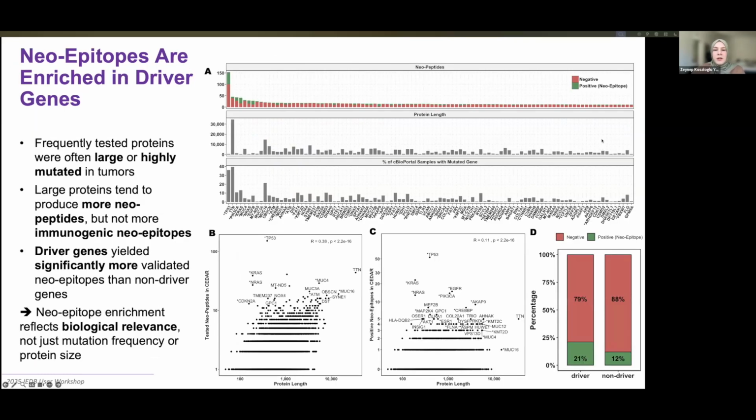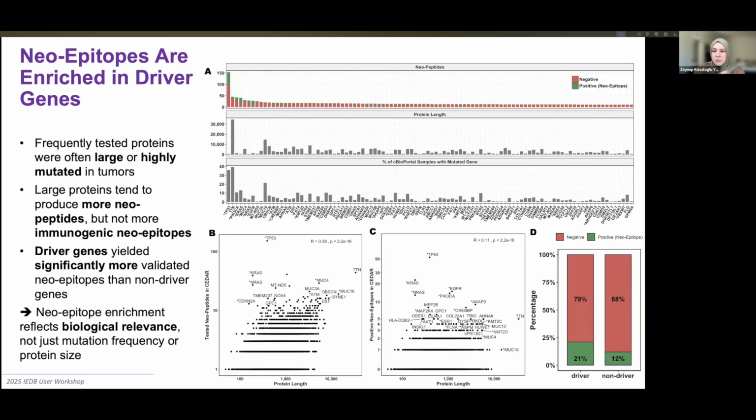So we began by looking at the top 100 proteins with the most tested neopeptides in CEDAR. Here, each column represents one of these top 100 proteins. On the top, we have the number of neopeptides and neoepitopes in red and green. In the middle, we have each protein's length. And in the bottom, we see the mutational frequencies: how frequently are these genes actually mutated in cancer patients in cBioPortal?